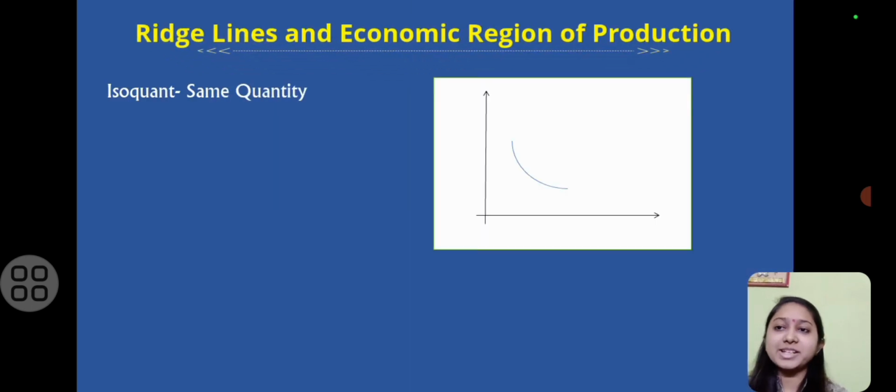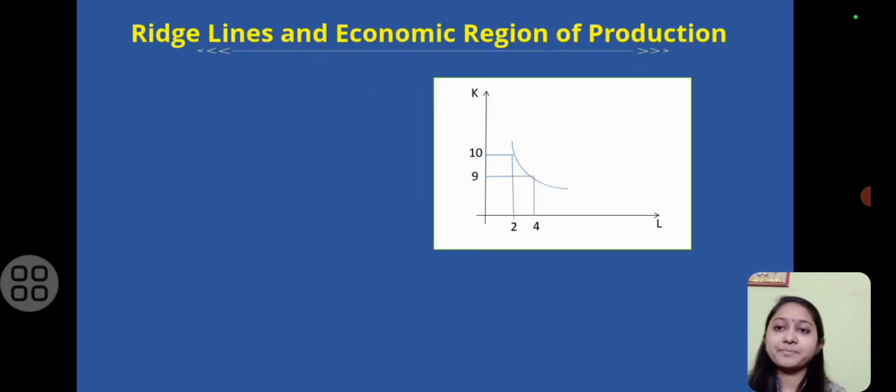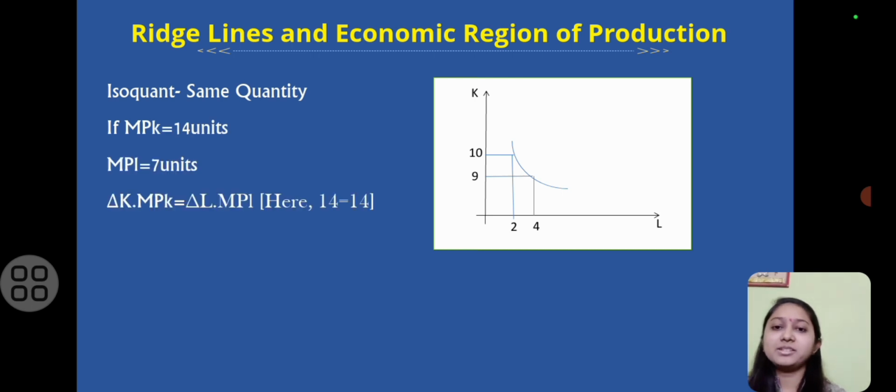Like as we can see in the graph, there are 10 units of capital and 2 units of labor. Then labor is increased from 2 to 4. So 2 units of labor are increased and capital is reduced by 1, but the quantity remains the same. As we can see in the equation here, change in capital is by 1 unit and marginal productivity of 1 unit of capital is 14 units.